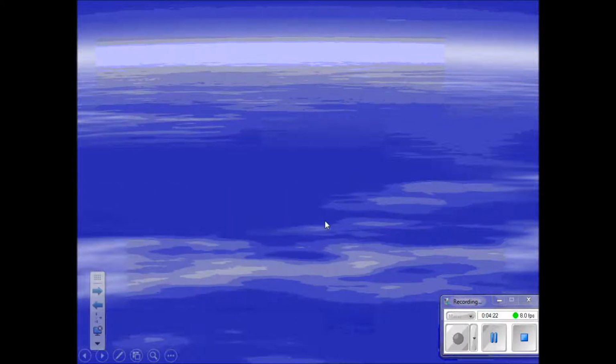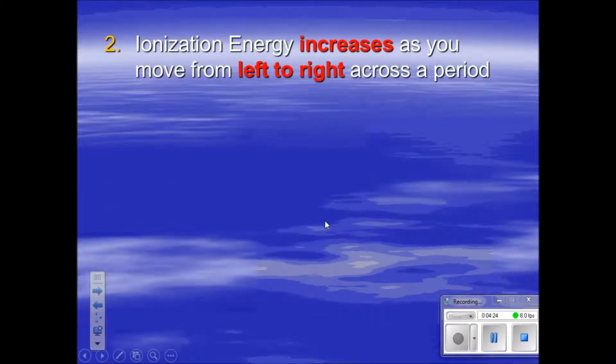Now, the second trend is similar. Ionization energy increases as you move from left to right. Well, we know as we move from left to right, atoms get smaller. So the smaller they are, the higher the ionization energy.